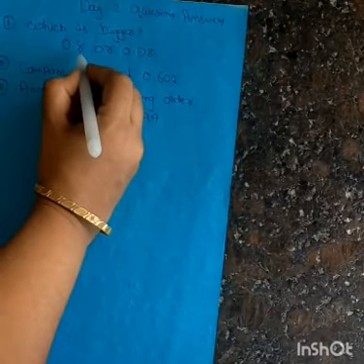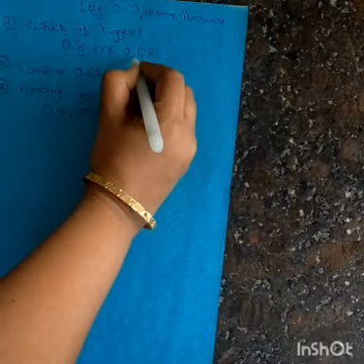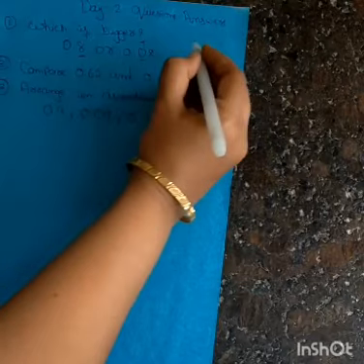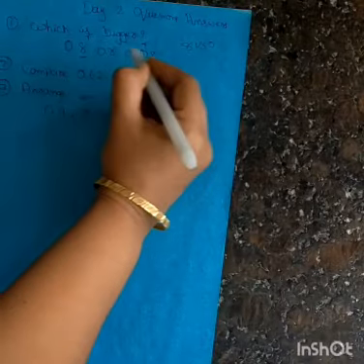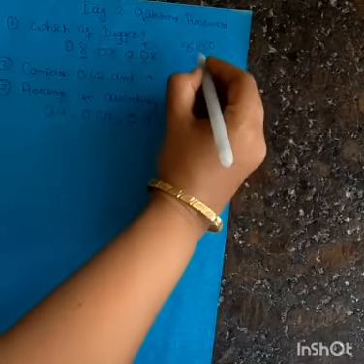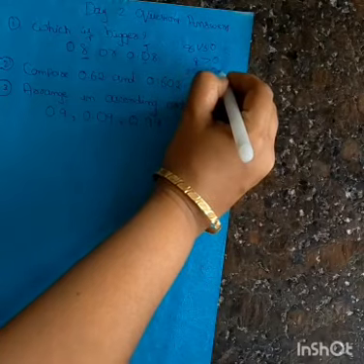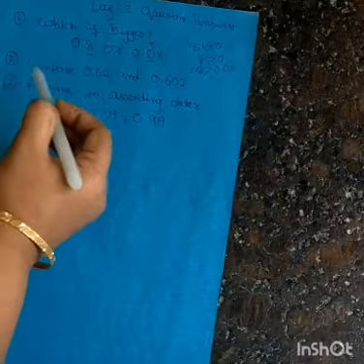In 0.8, 8 is in 10th place. In 0.08, 0 is in 10th place. So 8 versus 0. Which is the bigger number? 8 or 0? 8 is bigger than 0. So 0.8 is bigger than 0.08. So let's go to second question.